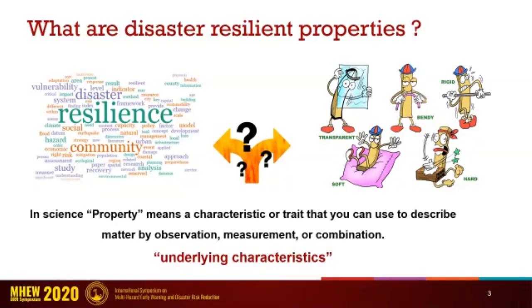So let me ask you this. How do you explain disaster resilience? How do you see it? How do you observe it? How do you measure resilience? Is it transparent? Is it soft? Is it hard? What are the characteristics that you can identify whether there is disaster resilience in a given context or there is no resilience in a given context? In answering this question, I am going to look at what the disaster resilience properties are.